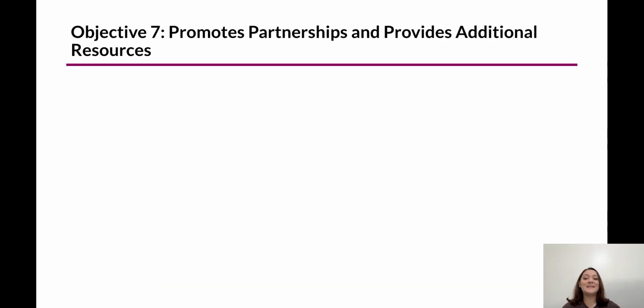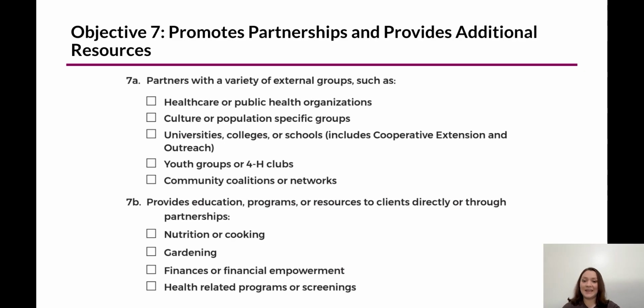Let's dive into the last objective of the NEFPAT Plus, Objective 7. Starting off with Section 7A, this section is looking at the pantry's external groups and partnerships. Some of these might include healthcare or public health organizations, cultural or population-specific groups, universities, colleges, or schools, youth groups or after-school programs, and community coalitions or networks.